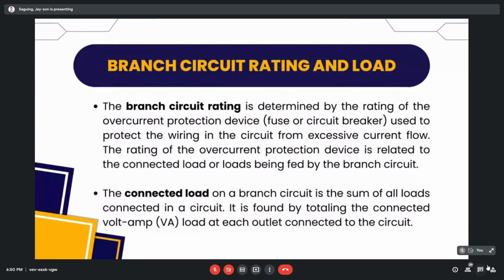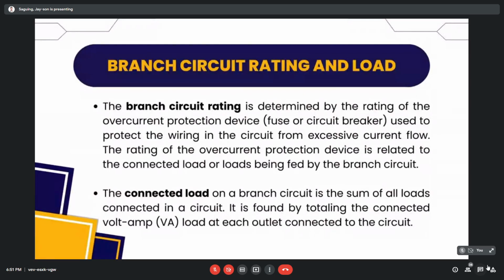So now let us proceed to the branch circuit rating and load. So the branch circuit rating is determined by the rating of the overcurrent protection device, fuse or circuit breaker used to protect the wiring and the circuit from excessive current flow. So the rating of the overcurrent protection device is related to the connected load or loads being fed by the branch circuit. So basically, ang kaning branch circuit rating is defined by the rating or the setting of its protection device or protective device. So it is the maximum permitted ampere rating or setting of the overcurrent device.